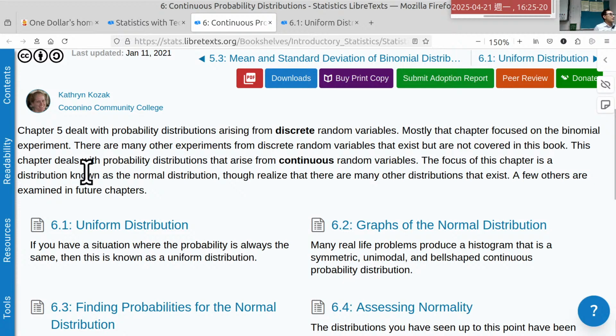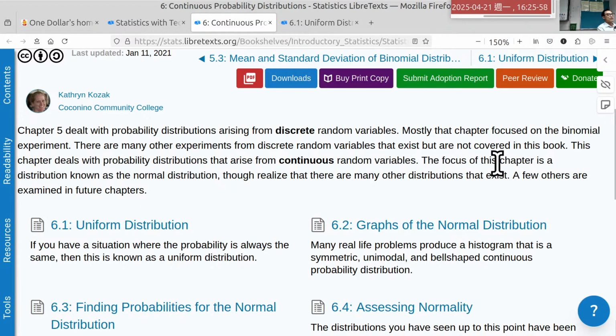Chapter 5 dealt with probability distribution arising from discrete random variables. Most of the chapter focused on binomial experiments, and there are many other experiments for discrete random variables that exist but are not covered in this book. This chapter deals with probability distributions that arise from continuous random variables, compared to chapter 5, which is discrete.